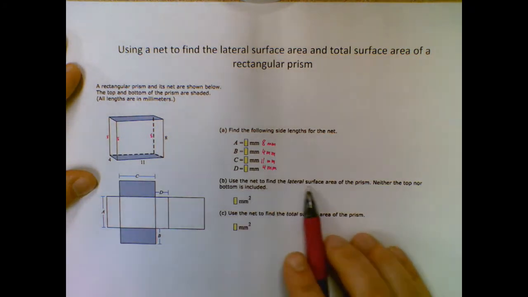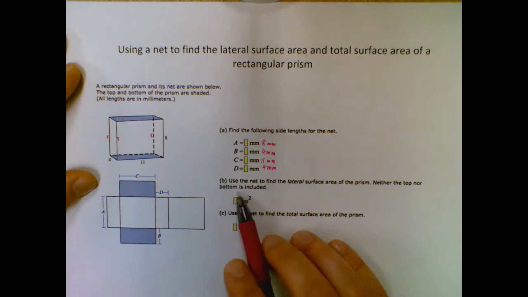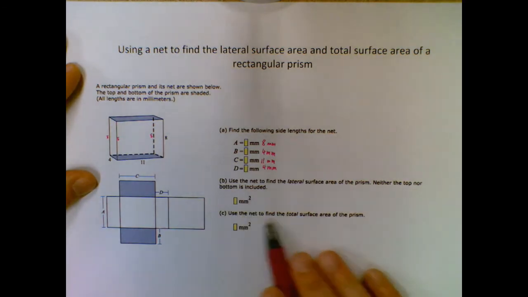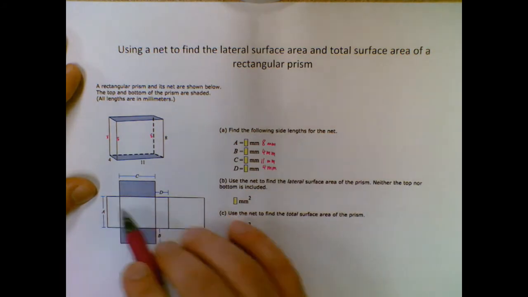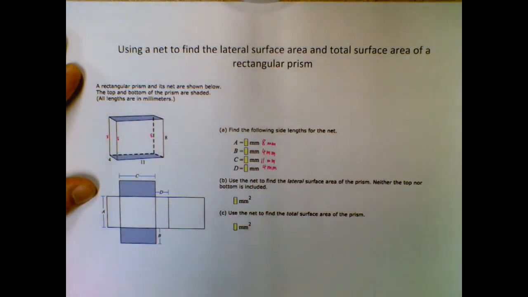All right, so use the net to find the lateral surface area of the prism, not including the top and bottom, as mentioned, and then to find the total surface area. So to do this, I'm going to find the surface area of all 6 faces and write it directly into our picture, and then we can just add up our pieces from there.